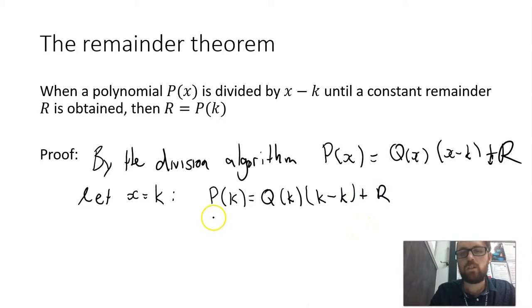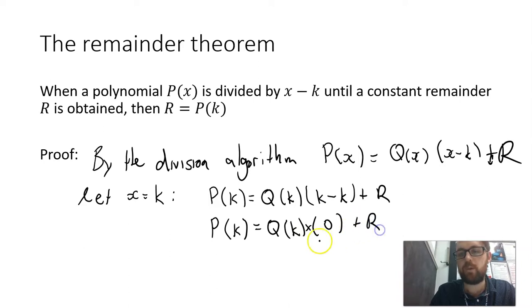All right, so that means p of k, that's going to stay the same, equals q of k. We can't change that. But what we do see is k minus k equals 0. So this is going to become times by 0 plus r. All right, anything times by 0 is just going to go to 0. It's going to go away. We're left with p of k equals r.